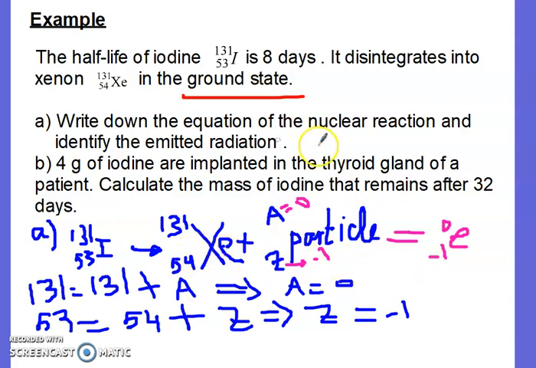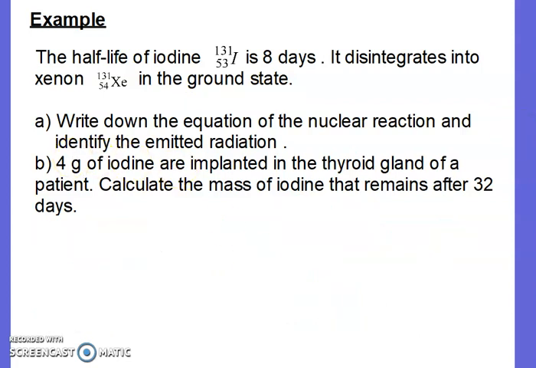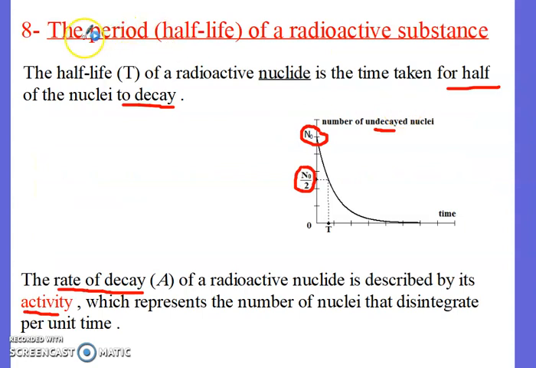Now part B. In part B, he says 4 grams of iodine are implanted in the thyroid gland of a patient. Calculate the mass of iodine that remains after 32 days. Of course, we must use the rule of half-life. Okay?